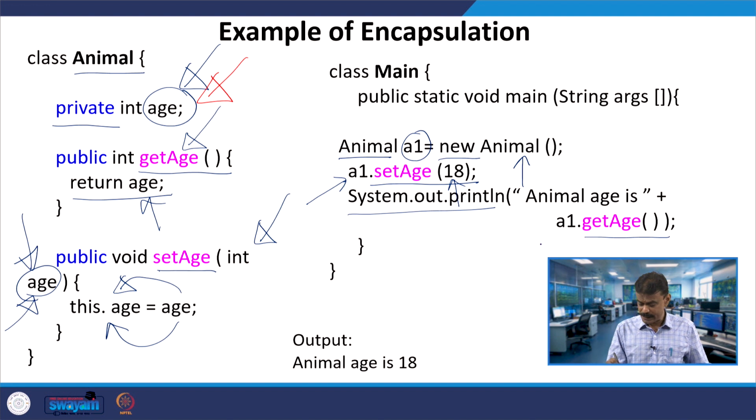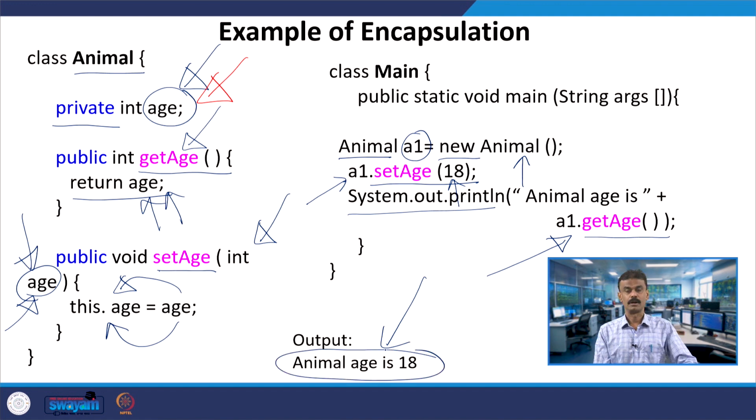And when I am printing, the object A1 is invoking getAge. When it is invoking getAge, it returns age. So this will be returned and printed, that means when I run the code, I will get the output: animal age is 18. This is how I carefully handle the data.